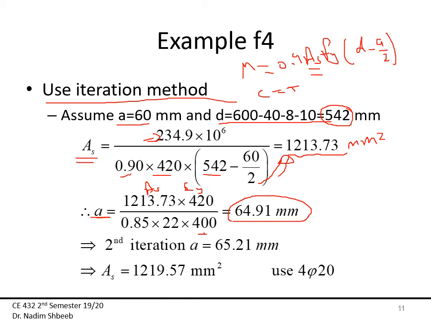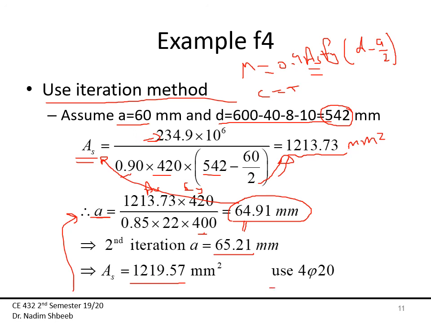So what you would do now is you would take this new a that you found and then re-plug that into the equation of area of steel. Okay, so from that you will get a new area of steel value, which in this case was actually 1219.57 millimeters. As you can see, the difference is very small, and then you go back and calculate a from here, and the value of a is 65.21 millimeters, which is very close to 64.9. So again, I will just go with 1219.57 millimeters.